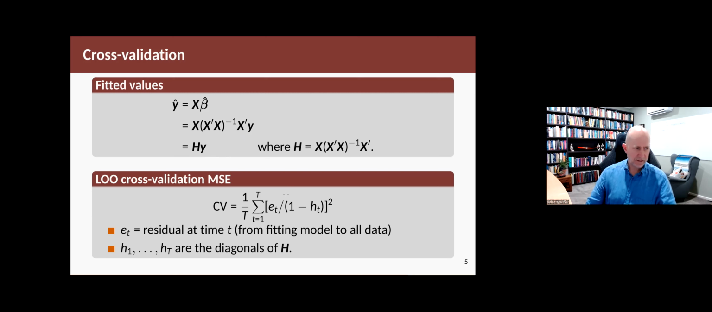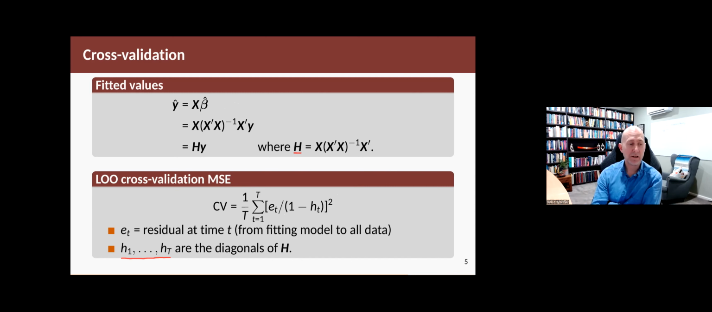Now, the cool bit is this, that we can actually compute the leave one out cross-validation mean squared error directly from the model fitted to all of the data without actually having to refit lots of times. And that we do using the hat matrix. So if we take the diagonals of this hat matrix and we call those H1 up to HT, and we take the residuals from the fitted model, that's y minus x times beta hat, then the cross-validation statistic can be written like this, where each residual is divided by 1 minus the corresponding diagonal on the hat matrix.